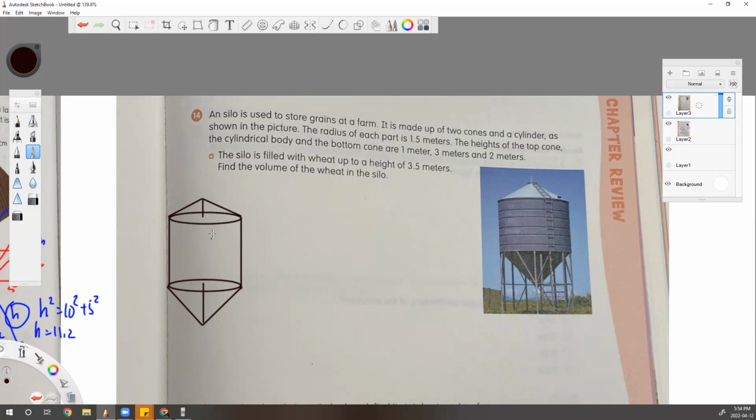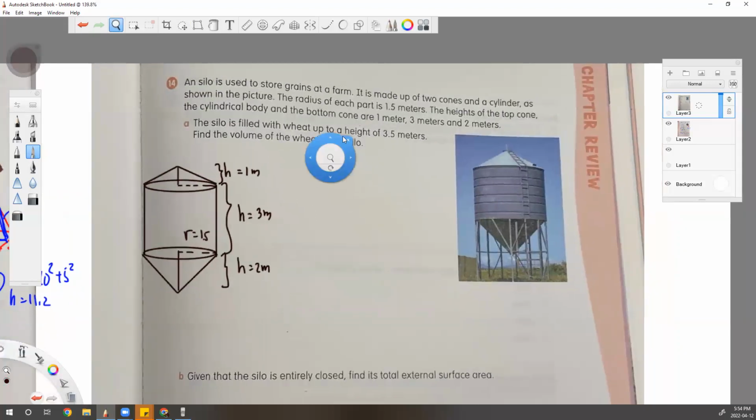The radius is 1.5. Every r is 1.5. It's the same radius, right? It's the same circle. R equals 1.5. The height is equal to 1 meter, this will be 3 meters, and this will be 2 meters, right? And then what you need to do is find the volume of the silo.